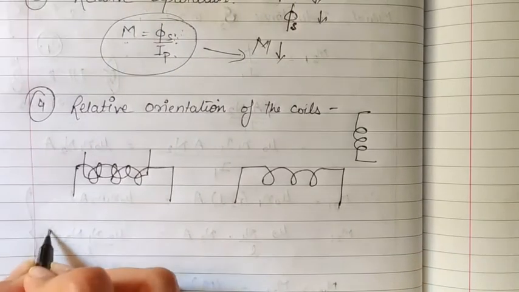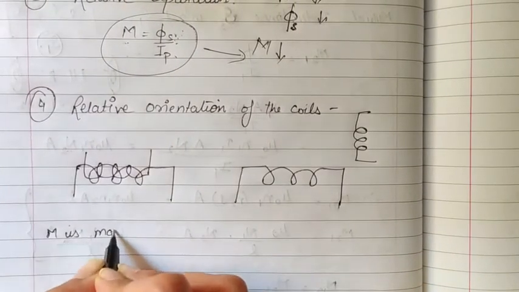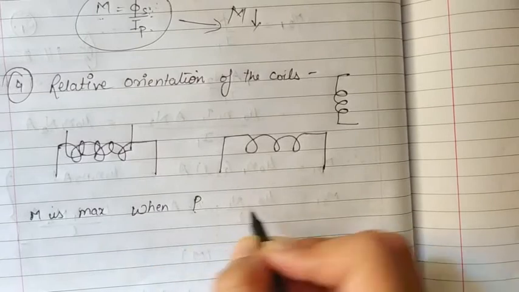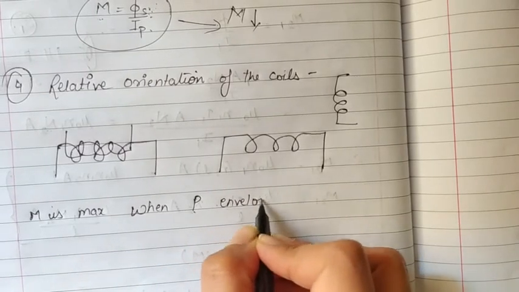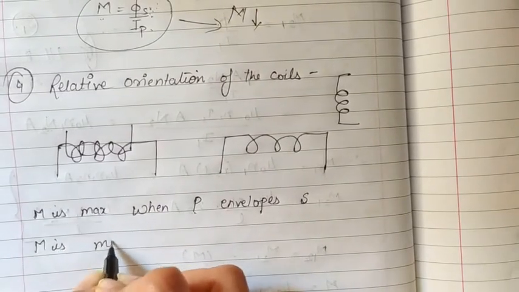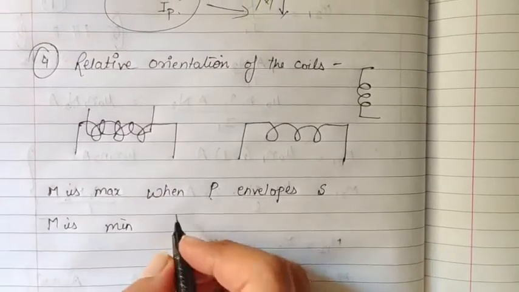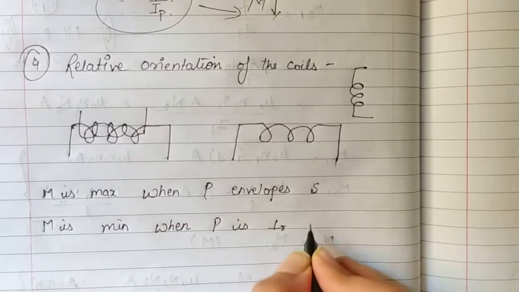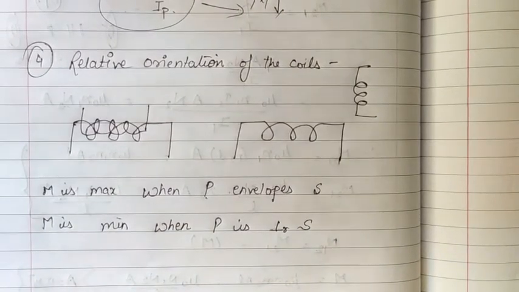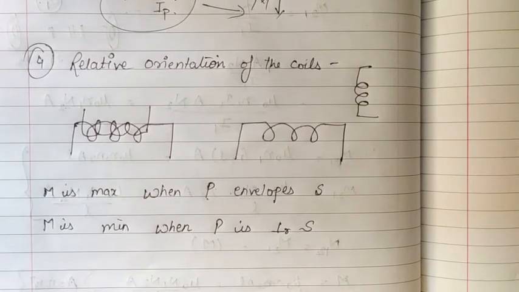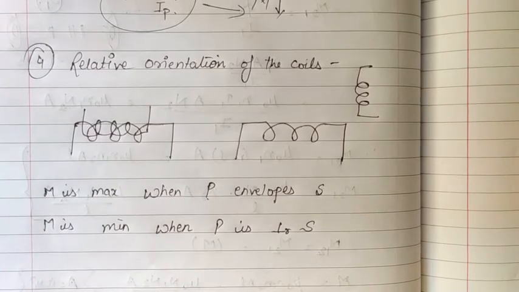That means M is maximum when primary coil P envelopes secondary coil, and M is minimum when P, means primary coil, is perpendicular to secondary coil, and in between these two positions it will vary between the value of maximum M and minimum M. So orientation of the coils also matters when we are talking about the value of mutual inductance.